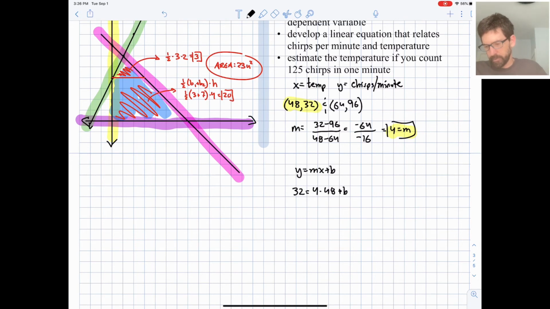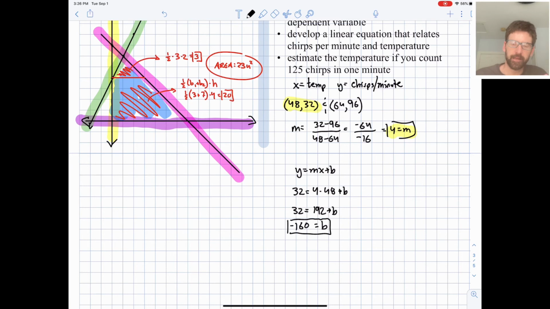Okay, so 4 times 48 is 192, and we subtract 192 from both sides, a negative 160. So there's something to think about. How many chirps per minute do the crickets do when it's 0 degrees? They chirp negative 160 chirps per minute. Doesn't make any sense in the real scenario, right?